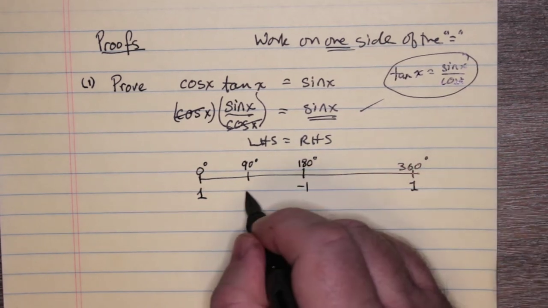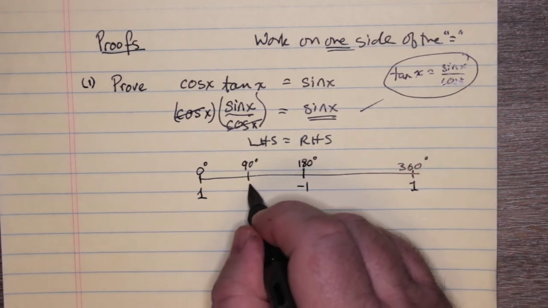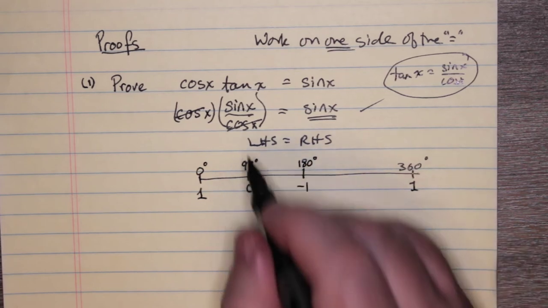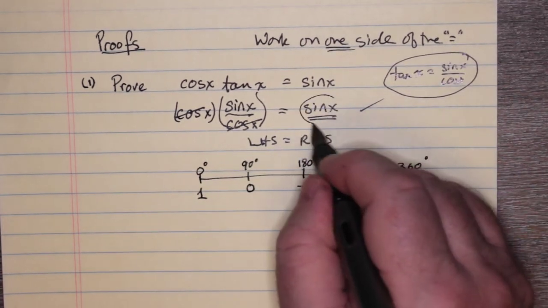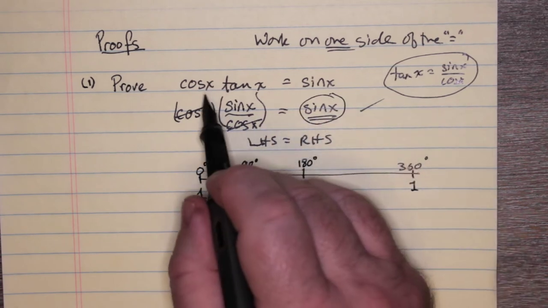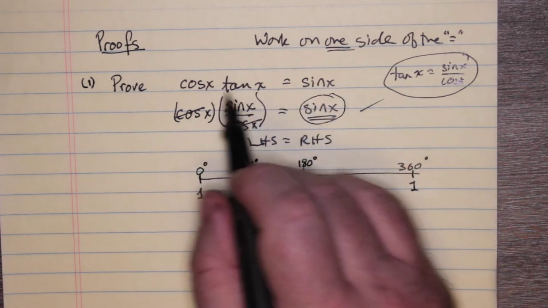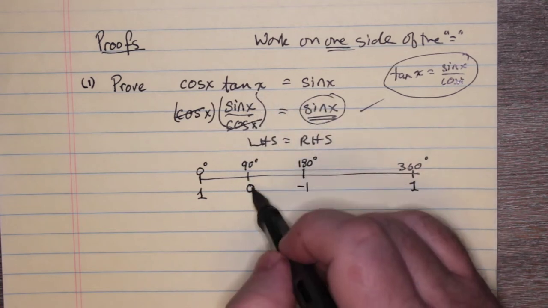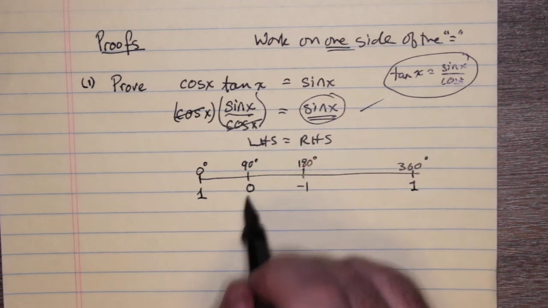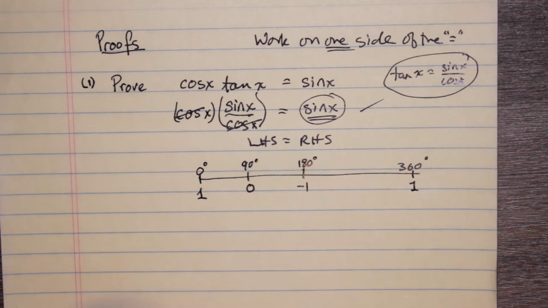You'll find on your calculator that the cosine of 90 is actually 0. So we found 1, 0. So here's one place where there's a restriction. In other words, these two sides are equal so long as x is not equal to 90, because you get 0 and you can't have division by 0.